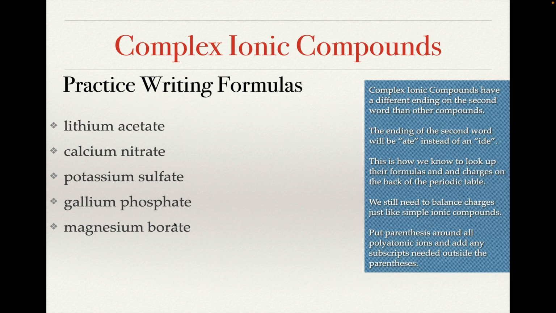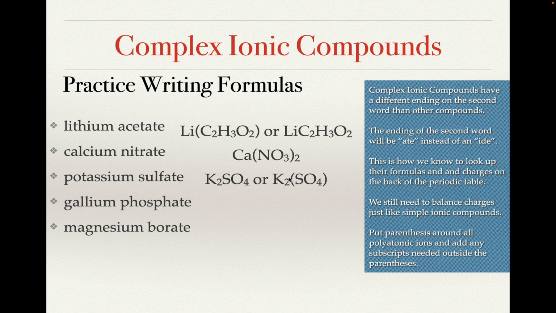So let's work a few out. So lithium is a 1+, acetate is C2H3O2 with the 1-. So we have this, but you could also write it without the parentheses. Calcium nitrate, calcium's a 2+, nitrate's a 1-. So we're going to have a 2 outside of that parentheses for the nitrate, for doubling that. Potassium's a 1+, sulfate is a 2-, so that 2- will have to be written over here, so we have K2SO4, or you could put it in parentheses also, okay? Gallium is a 3+, phosphate's a 3-, so one of those each will work. Magnesium is a 2+, and borate is a 3-, so it's going to take 3 magnesiums for every 2 borates.